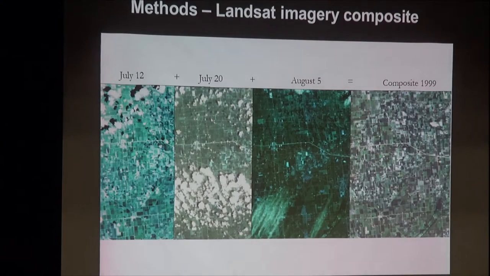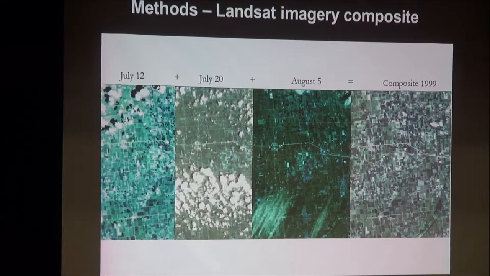As an example, this is an image from July 12th, July 20th, and August 5th. In each one of those, there are some clouds. This is the exact same spot on the Earth. We take the clouds out of the July 12th image, out of the July 20th, and out of August 5th, and then in the end, in 1999 for example, we have a cloud-free image. Some years this is better than others, and some years we can't even come up with one completely cloud-free image, but we use what we have.